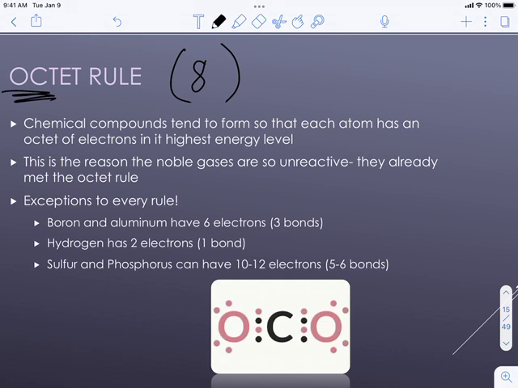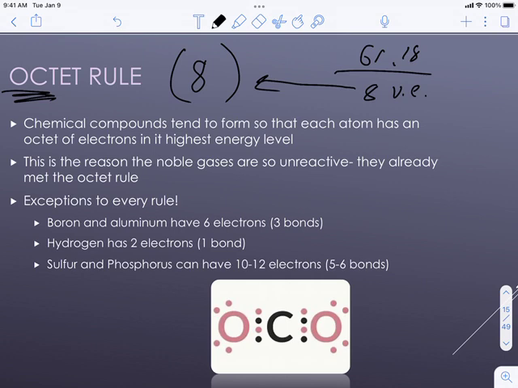That, again, is the reason why group 18, your noble gases, do not react. They don't want any electrons. They don't want to give any electrons up. Their valence shell is full. Why? Because they met the octet rule already. Recall, group 18 has 8 valence electrons. They met this rule. They're good. So 8 is the number.